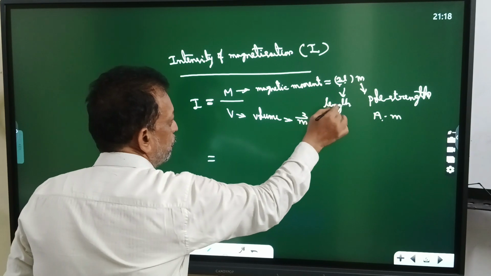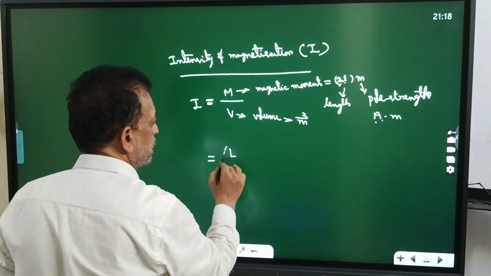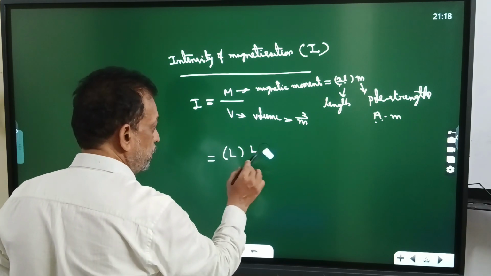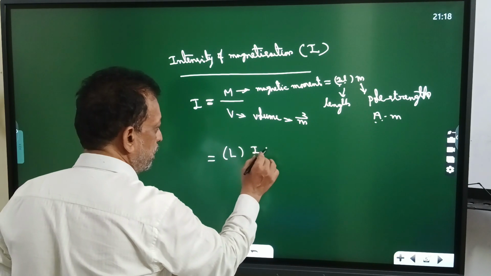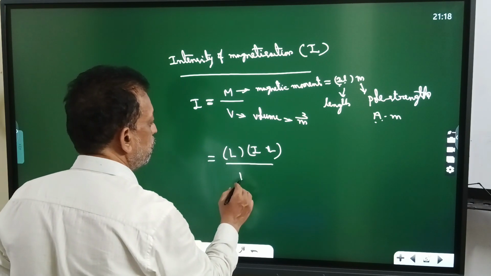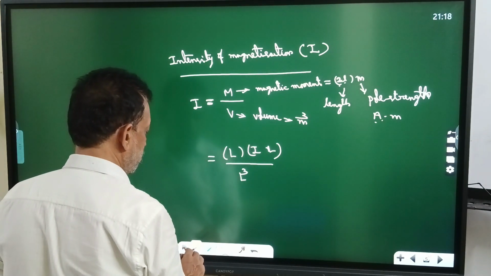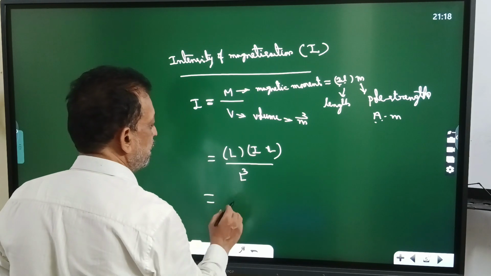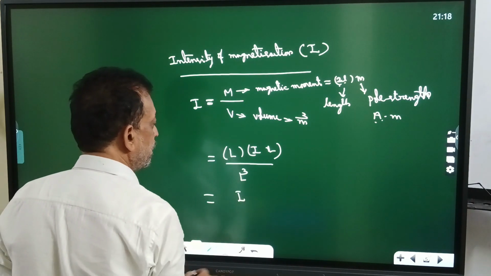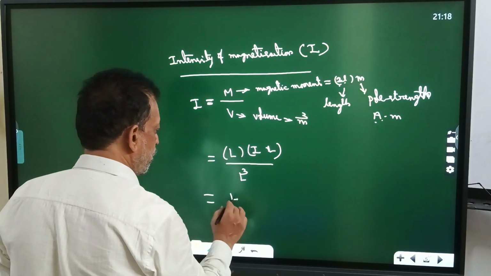So length I can write as L. Ampere meter I can write as I into meter. Meter is L. Divided by volume. Volume is L cube. Now what is going to happen? Now the dimension formula is going to change. So that is equal to, cancel. What did you get now? M to the power of 0, L to the power of minus 1, T to the power of 0, I.